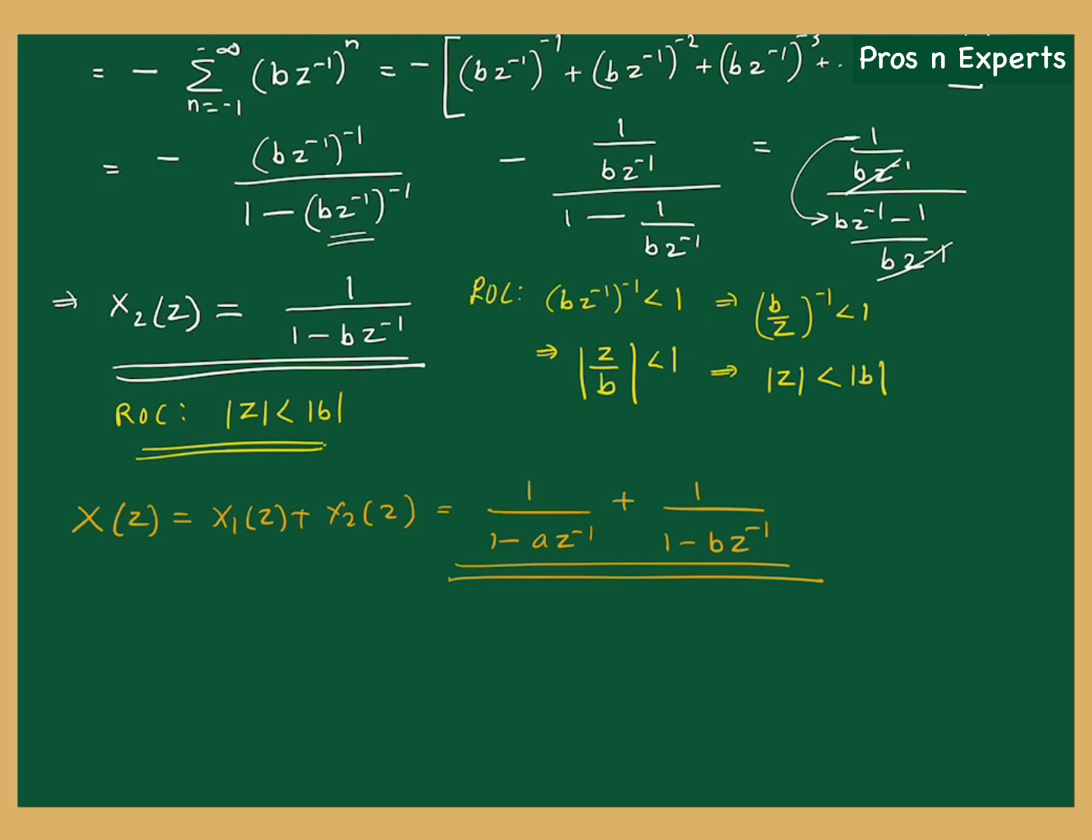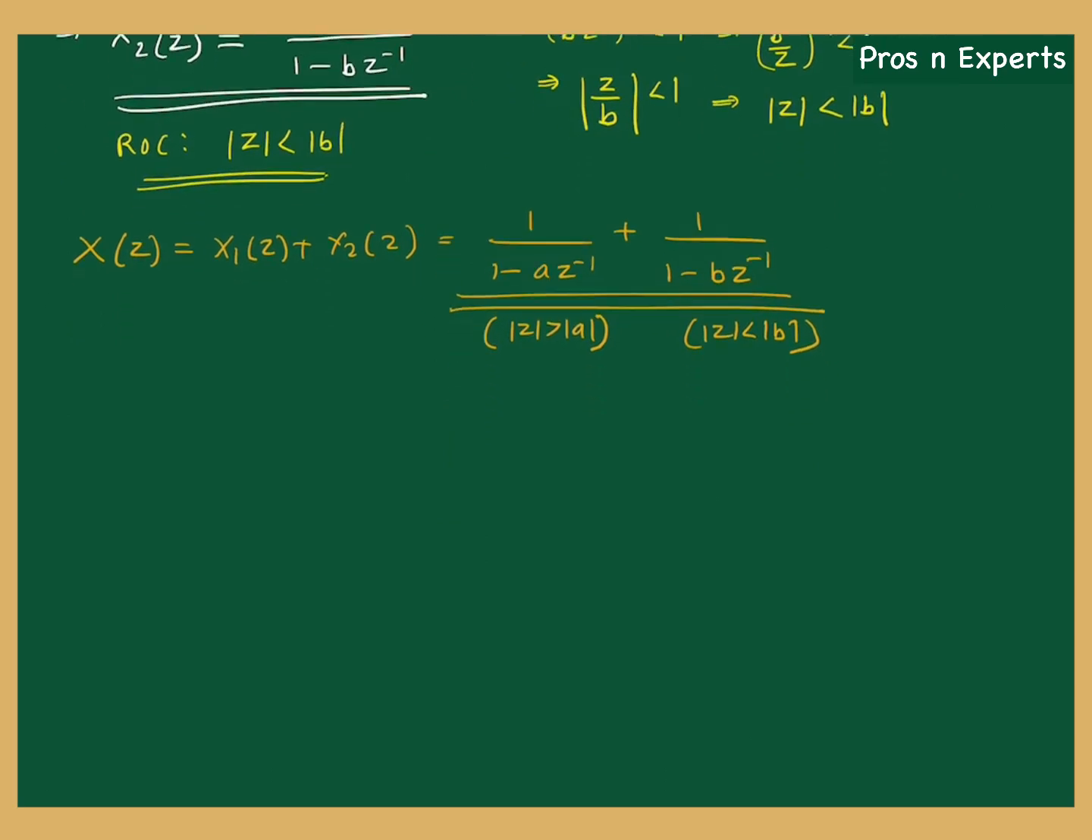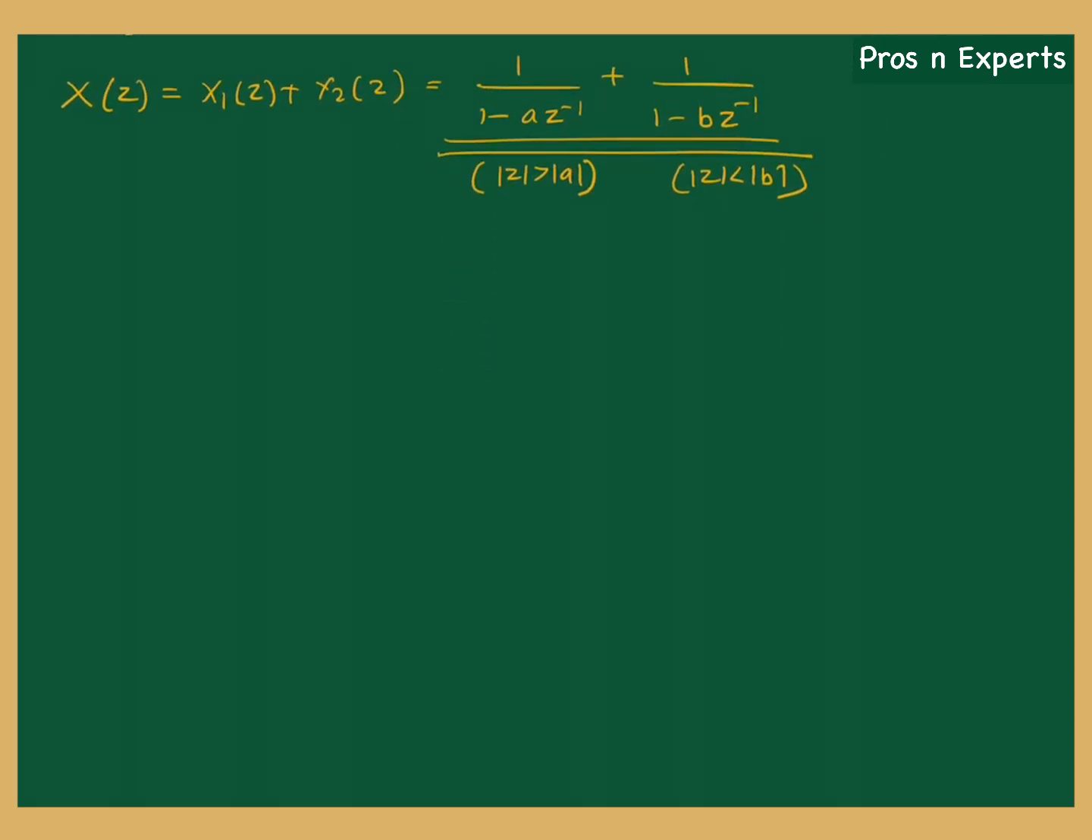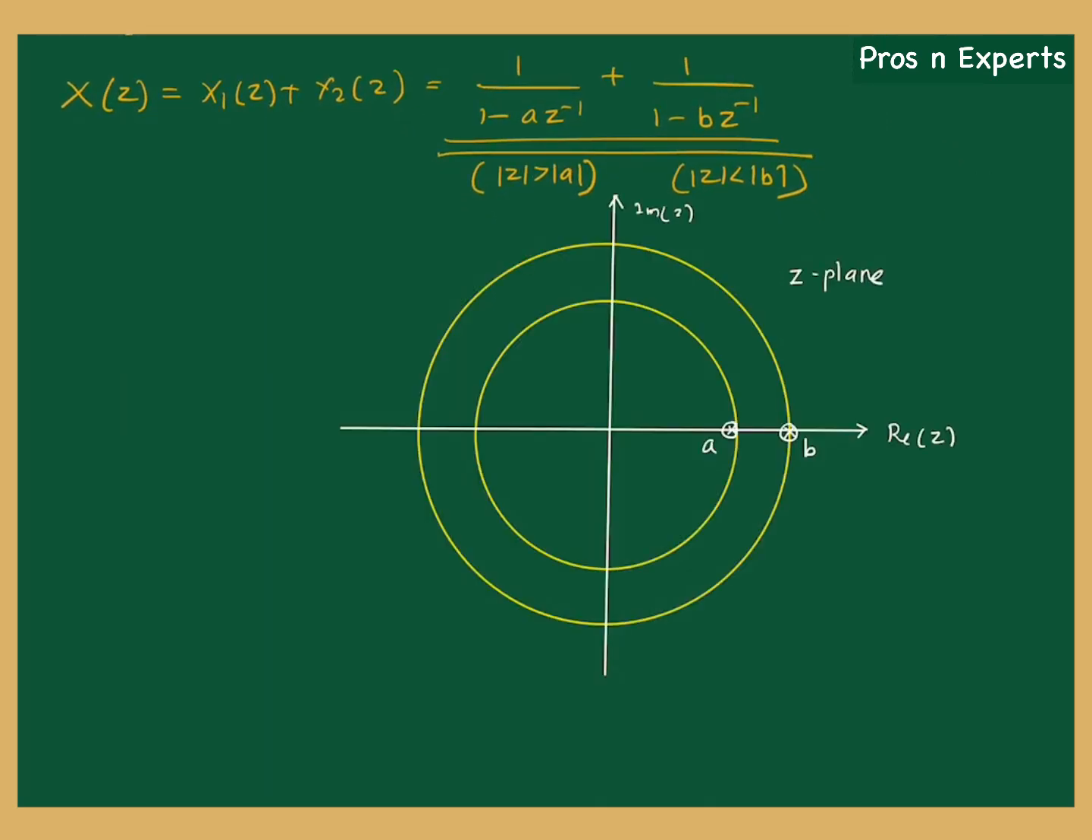And what is the total ROC? The ROC is the intersection of the individual ROCs. You can see the ROC of this term was mod z greater than mod a, and the ROC of this term was mod z less than mod b. Okay, so I can draw in the z plane where we can see the intersection occurs.